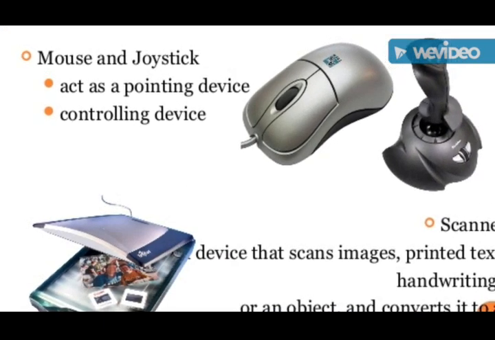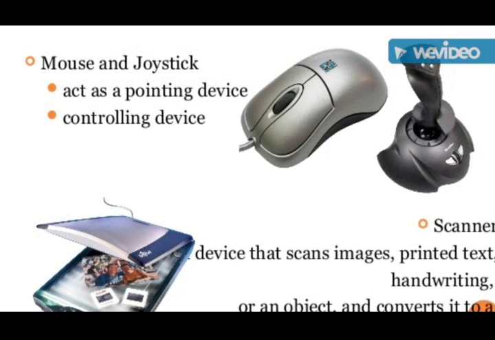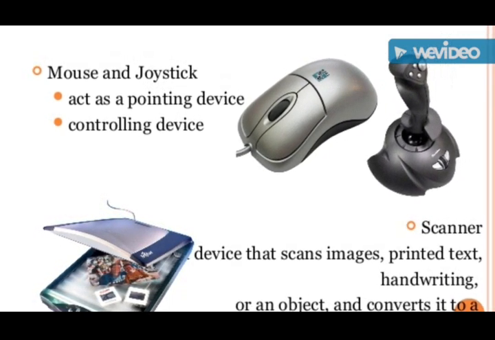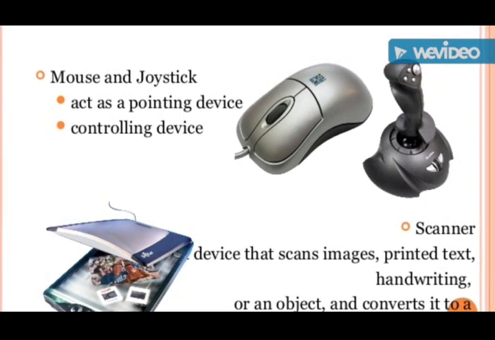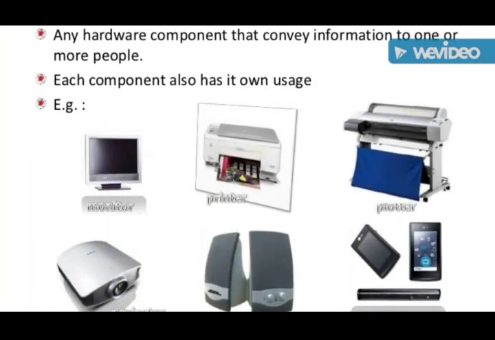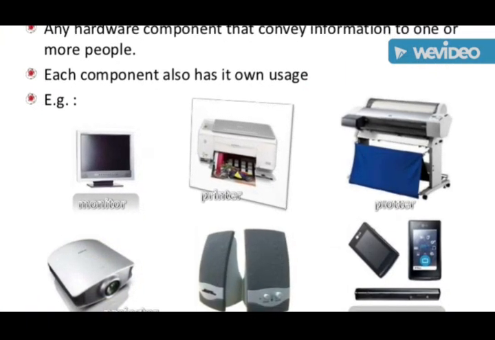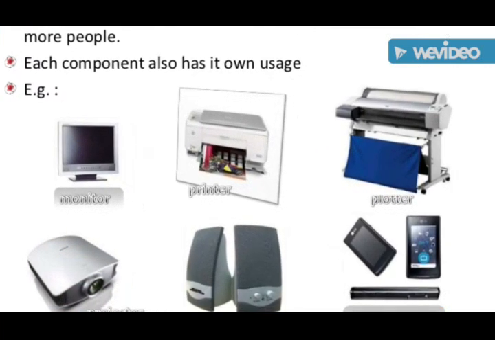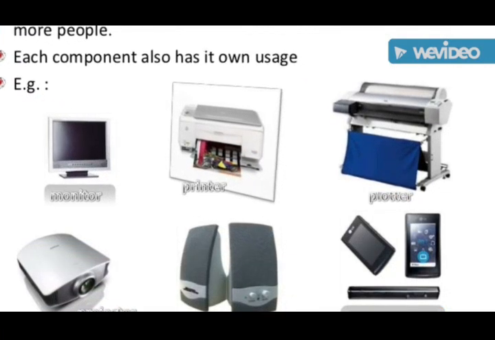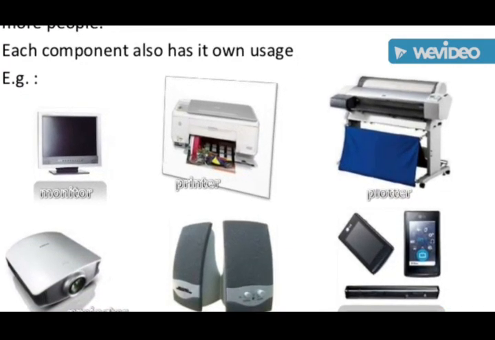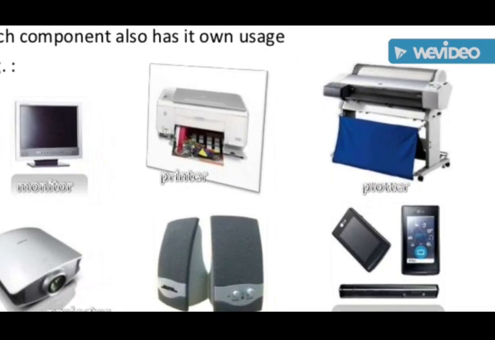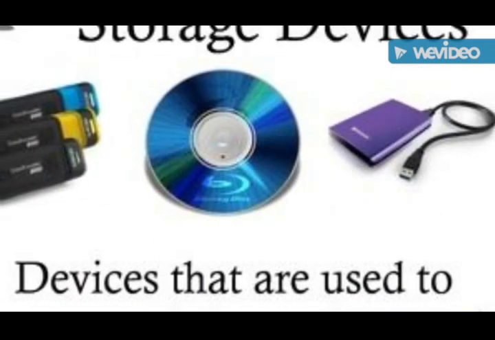Basically, a scanner is a device used for converting your hard copy into a soft copy. In the same way, mouse and joystick are controlling devices. Output is any hardware component that conveys information to one or more people, that is monitor, printer, laser printer, projector, speaker. These are the output devices. Now come to the storage unit.